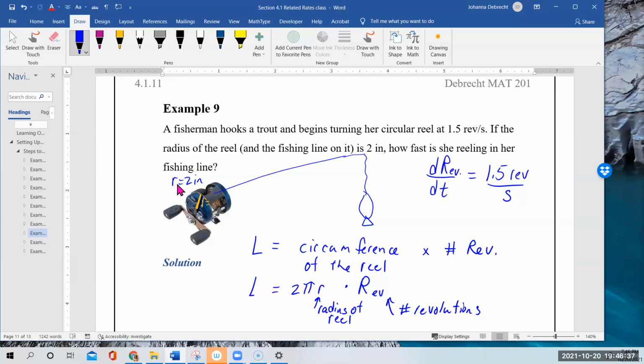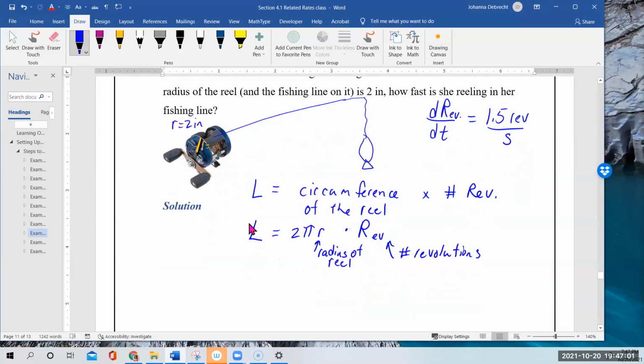Unfortunately, this relates the length of the fishing wire to 2 variables, lowercase r, the radius of the reel, and uppercase R, the number of revolutions. I was only given information about the rate of change of the revolutions per unit time, not anything about the radius, except I was told the radius is always 2 inches. So I can replace the radius with 2 inches, and this gives me 2 pi times 2 inches times the number of revolutions, capital R, which is 4 pi inches, capital R.